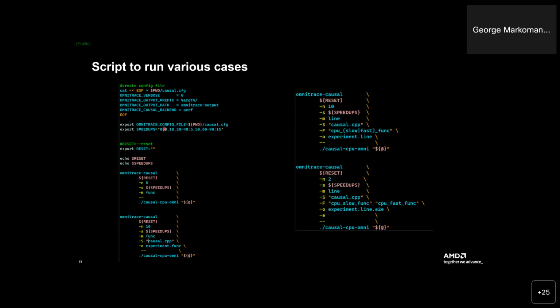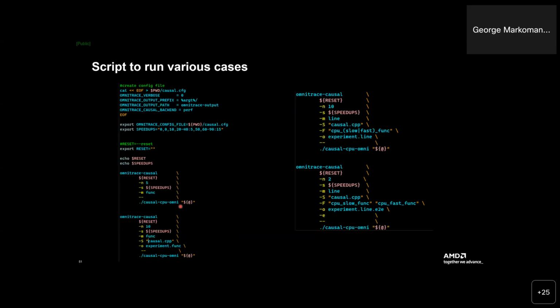Then here I call the Omnitrace causal. There is no reset; the reset is empty. It executes the code 5 times for these speedups, for functions and the binary. This will do the functions that define the code.